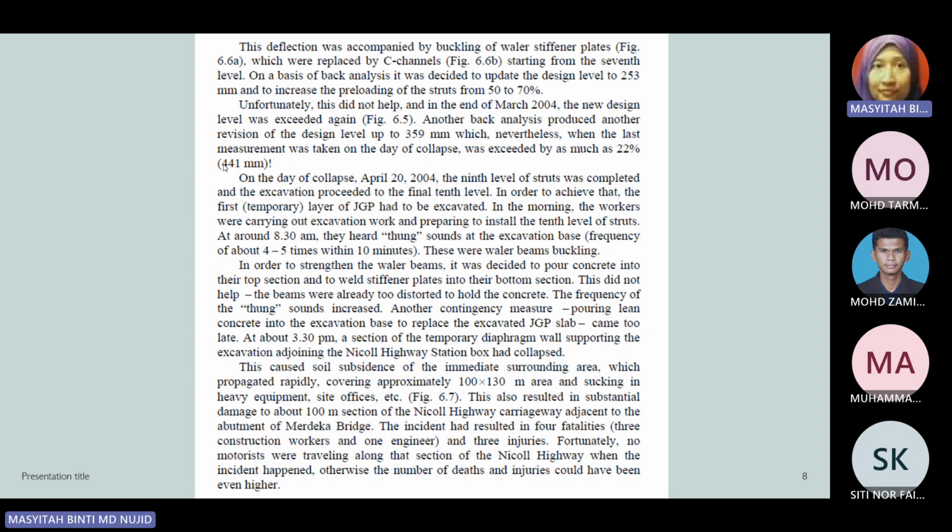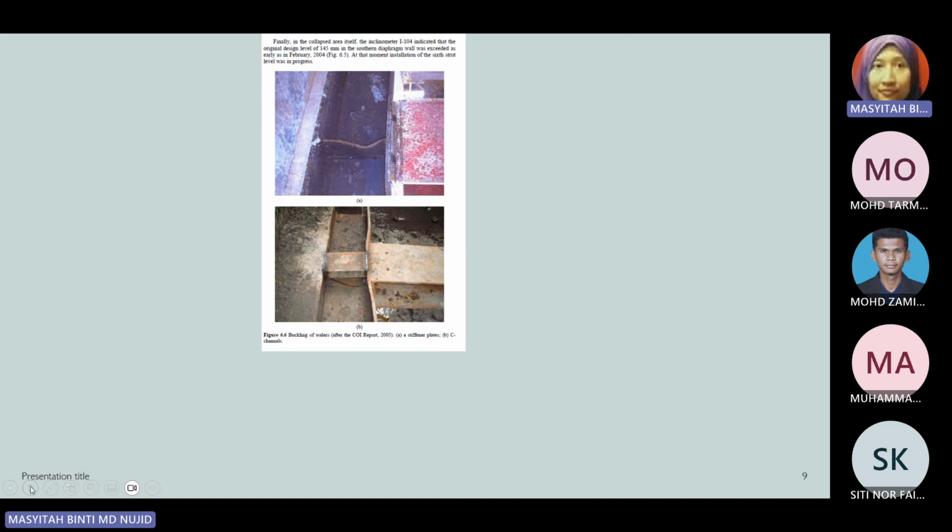So you can see that it is not just an estimate, but when they made some projections, they saw that by the day of collapse the displacement was already higher than 359. They calculated again and did a back analysis, and found out the settlement could go up to 445 millimeter. Of course, that triggered the failure. And the failure happened at around 3:30 in the afternoon. Sections of the temporary diaphragm wall supporting the adjoining excavation had collapsed. So this is the triggering point explanation, the chronology of how it started. Actually, the early signs were already there but were not taken seriously.